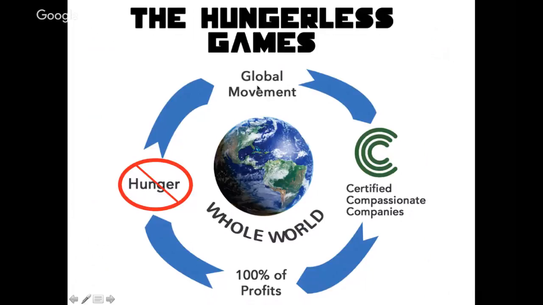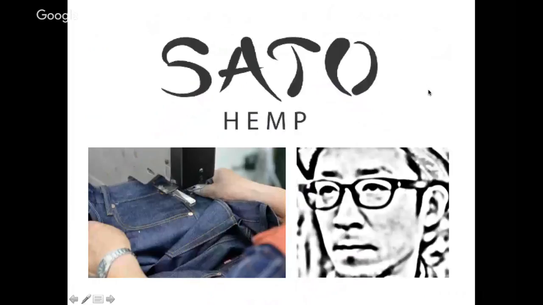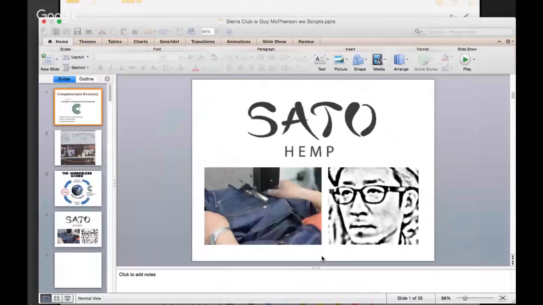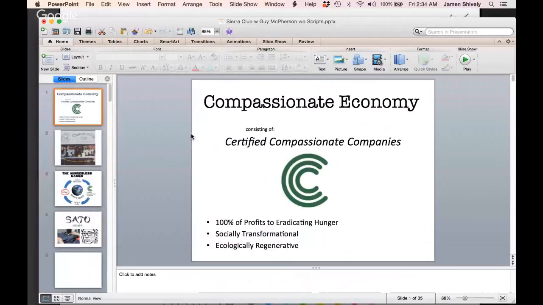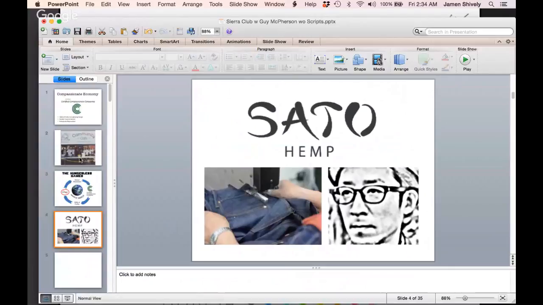That creates a global movement. It's a great story. It's a feel-good story. And the very first compassionate company is Sato Hemp of Japan. Anyway, those are examples of different resources, different assets being used together in combination, assembled together in order to achieve the goal of ending hunger.